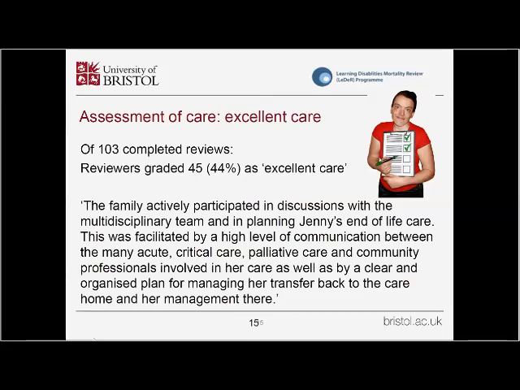Of the 103 completed reviews, reviewers graded 44% of people who had died as having received excellent care. I've given you an example of the rationale for the grading of one person's care as excellent in the slide. And the reviewer wrote, the family actively participated in discussions with the multidisciplinary team and in planning Jenny's end-of-life care. This was facilitated by a high level of communication between the many acute, critical care, palliative care and community professionals involved in her care, as well as by a clear and organised plan for managing her transfer back to the care home and her management there.